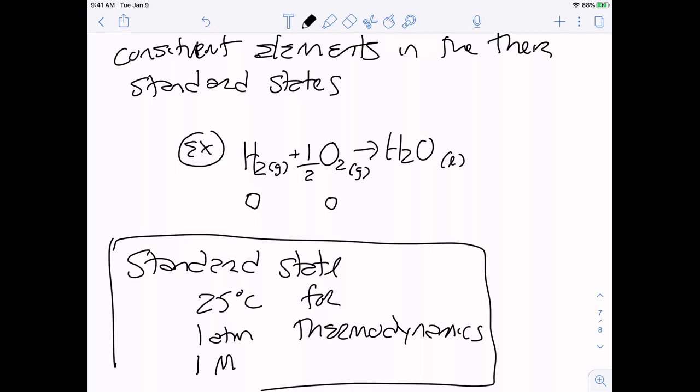And then if you were to look up the standard heat of formation for water, and there is an appendix posted on Canvas under the Chapter 6 module that has some of these numbers, it comes out to be 85.83 kilojoules per mole. So what this is saying is if I was to make water from hydrogen and oxygen in their standard states, this is the amount of energy that it would take.